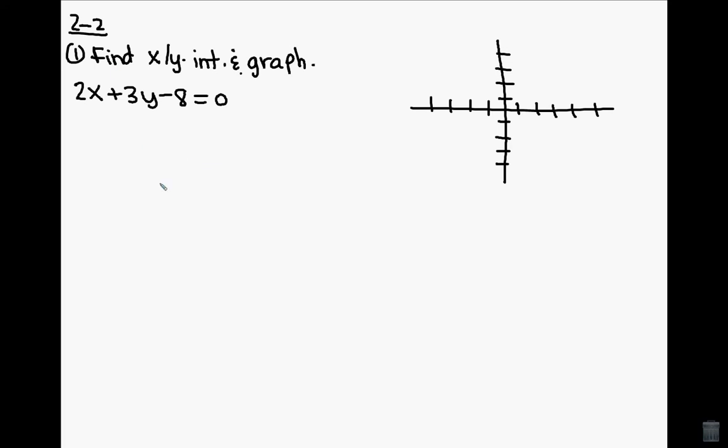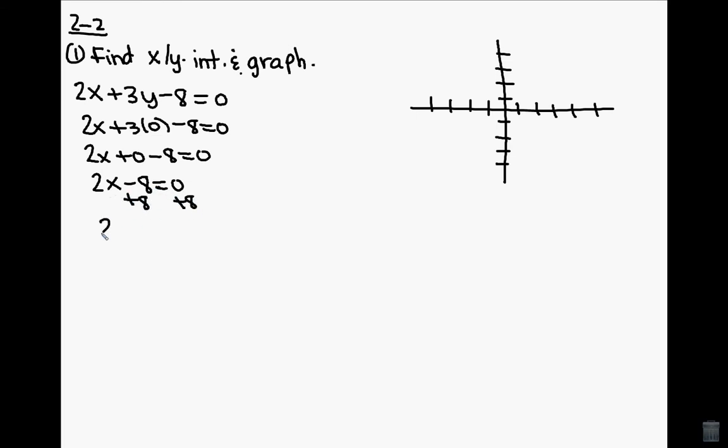To find y, you set x to 0. So we're going to use substitution again. To find the x, you set y equal to 0, and you solve it. So again, order of operations, 2x plus 0 minus 8 equals 0. So 2x minus 8 equals 0. You need to add 8 to both sides.